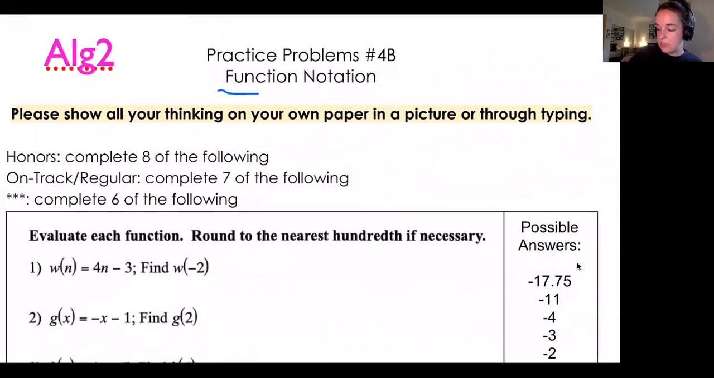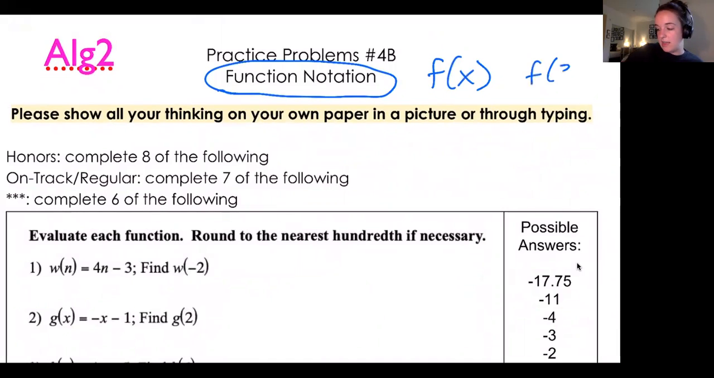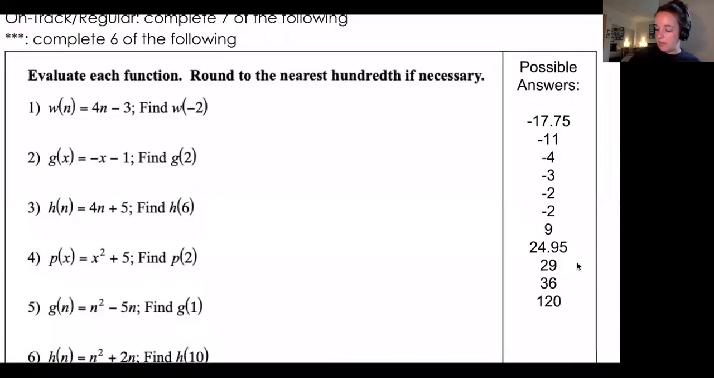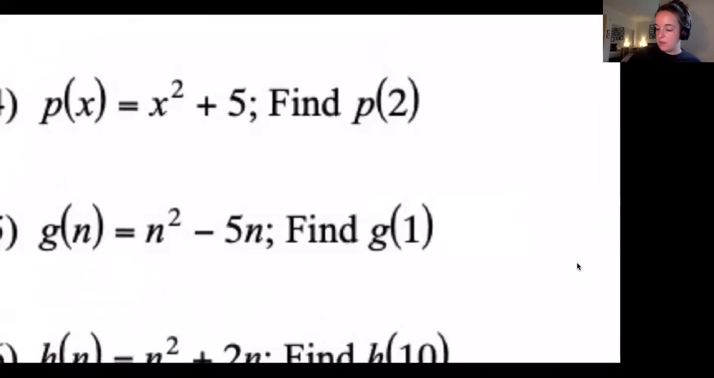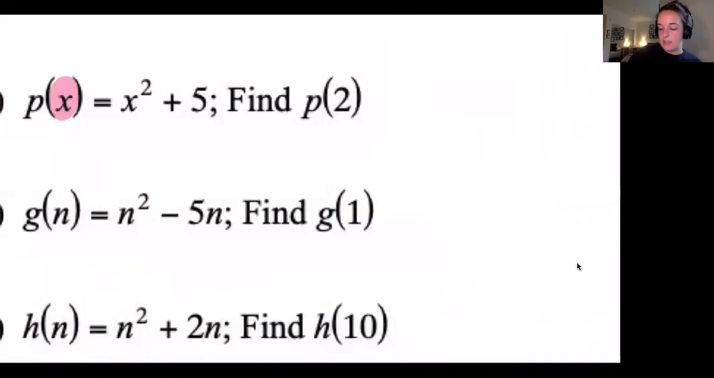For function notation, this is when we have something written like f of x, and they want us to find f of 3. Basically, we're going to take all the x's and turn them into 3. So let's try number 4. Number 4 says that p of x is x squared plus 5, and we want to find p of 2.